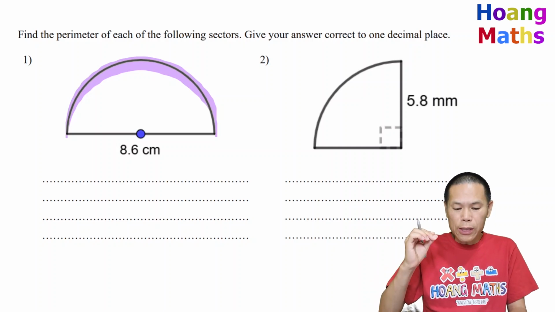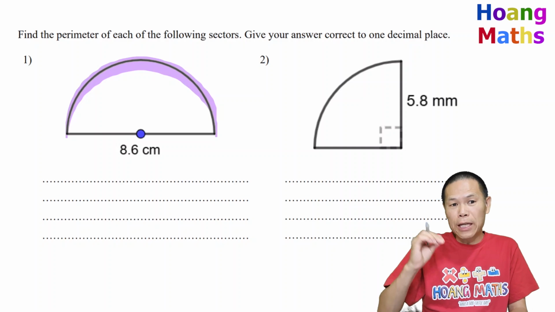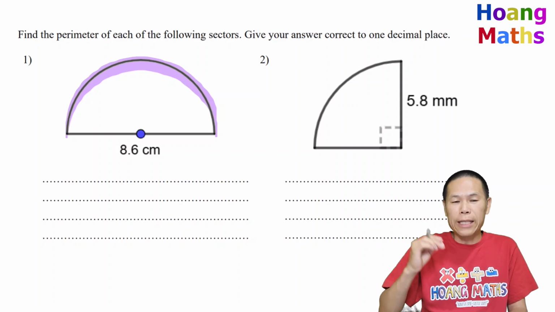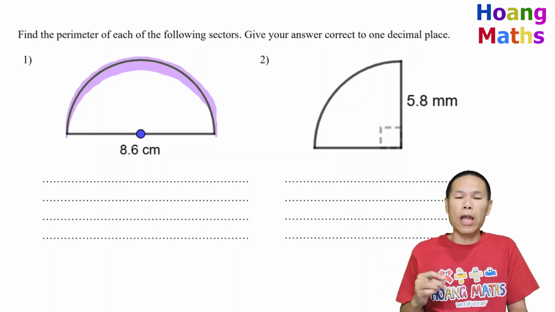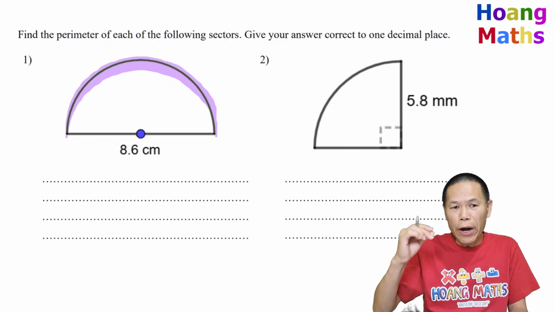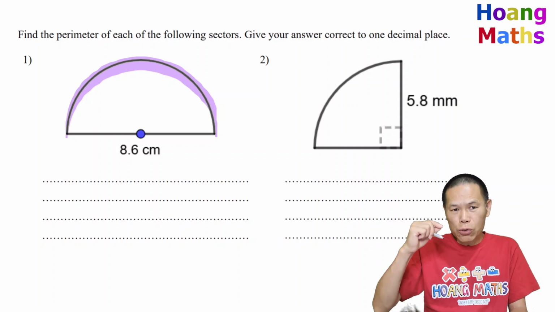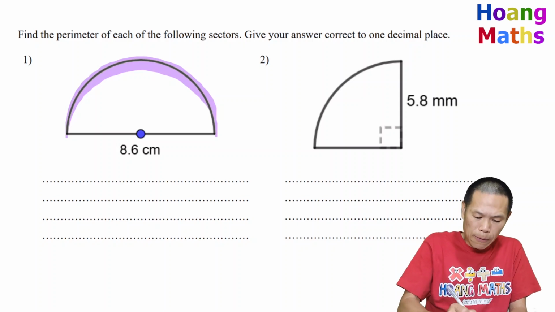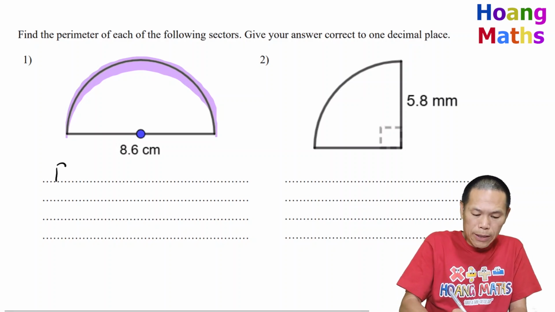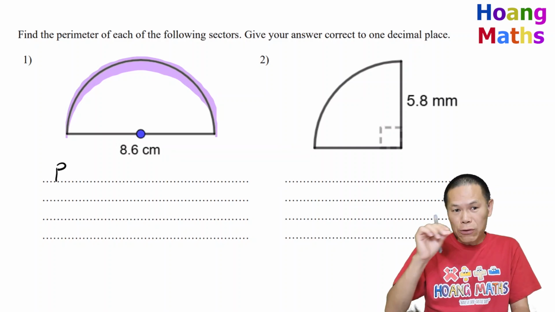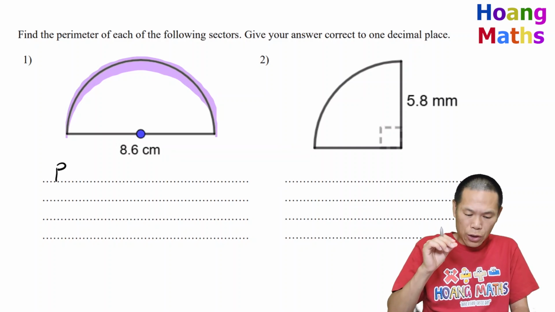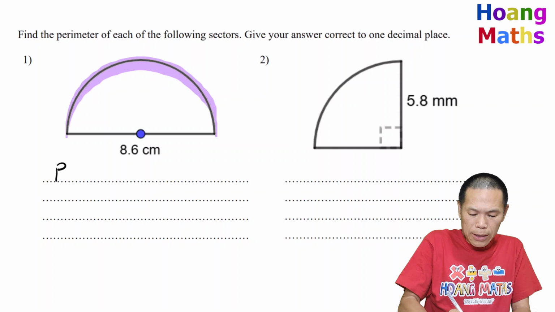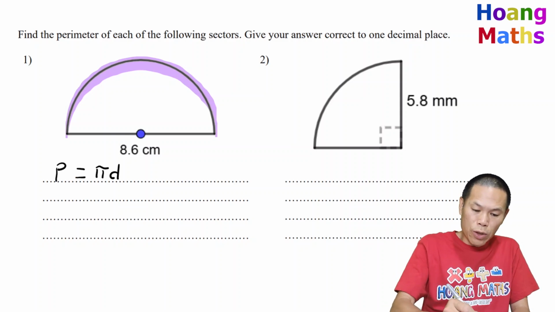In the first question, we have the diameter of the circle, so we can use pi d. It's quicker or easier if you like. Of course, you can use 2 pi r if you wish, but let me just use pi d. So the circumference of a circle is pi d. We just go perimeter because we need to work out the outside, the length of the shape. So perimeter is equal to pi d. That will give us this length here.